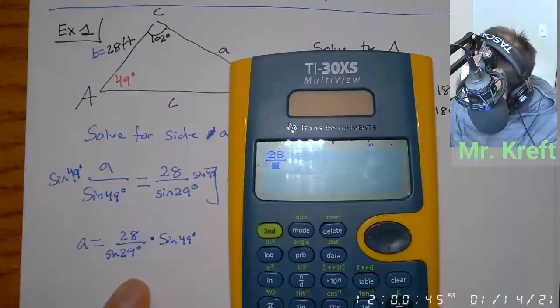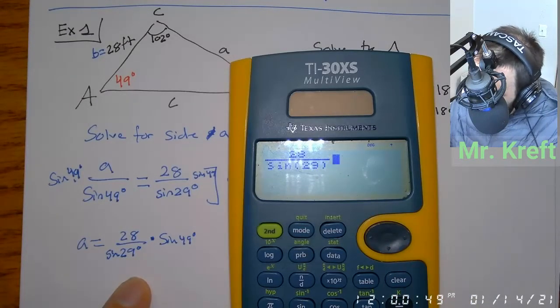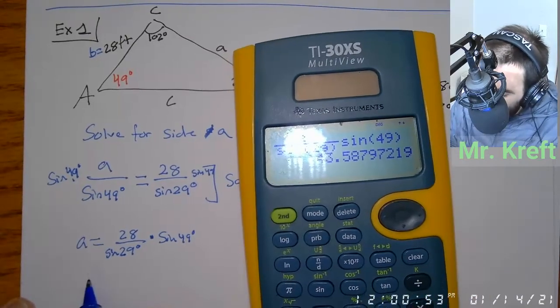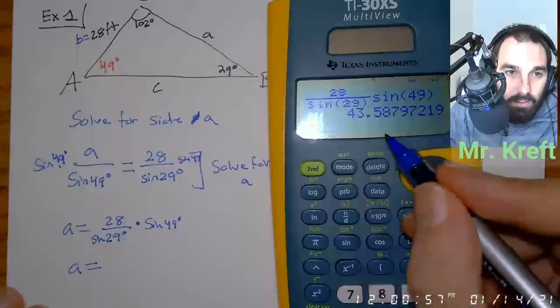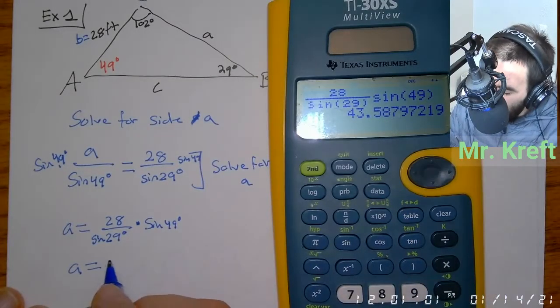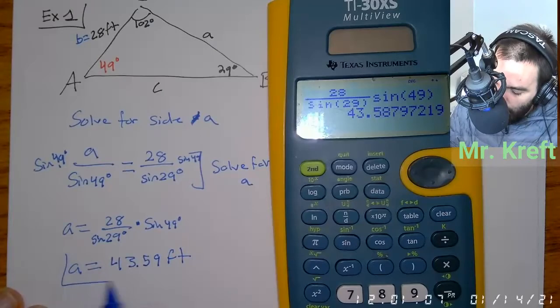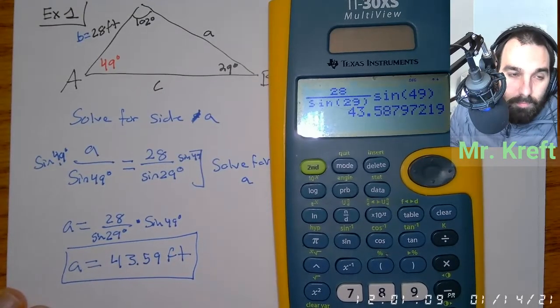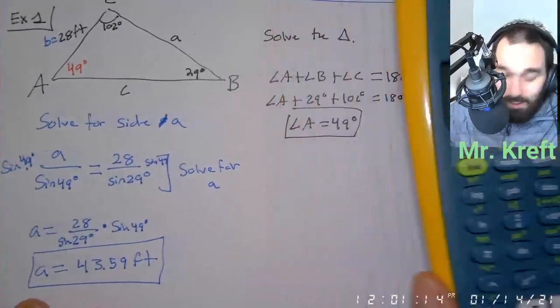So I'm in degrees and I have 28 over sine of 29, then I put parentheses and then sine of 49, and I get A. I don't know what the book has you round to, but let's round to the hundredths place. So that's a 7, so this would be 43.59 feet. Boom. Okay, this is literally your homework. I hope you guys are super excited.